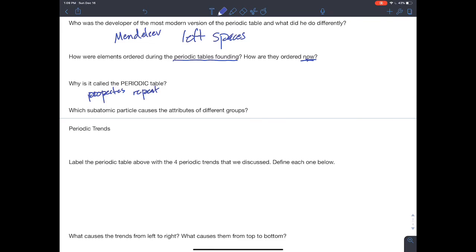What subatomic particle causes the attributes of different groups? Electrons, specifically valence electrons. Everything in a group has the same number of valence electrons, and that's what causes the properties. Valence electrons, the outermost electrons of an element, the ones way out here, are what are going to interact with something else's valence electrons. They're the first things that are going to touch. They're the outermost things.